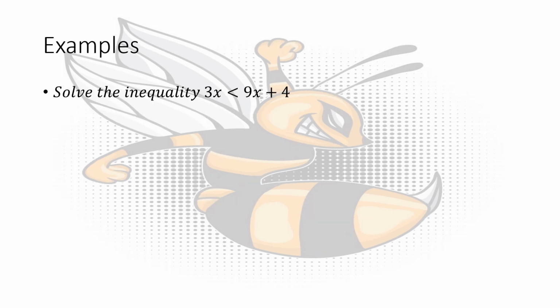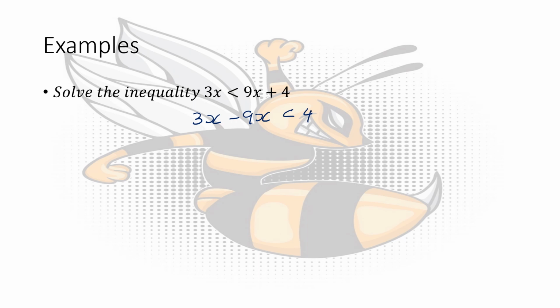Now, let's get on with some examples. The first example we have is solve the following inequality. First thing we do, we try to get everything with x on one side and everything without the x to the other side. Now in this case, I'm going to throw the 9x over, so it becomes 3x minus 9x is smaller than 4, and we continue normal algebra.